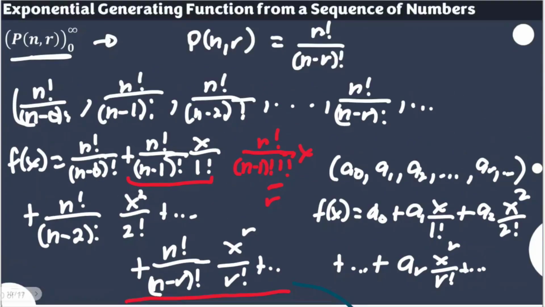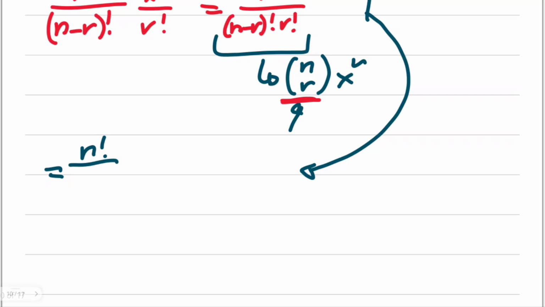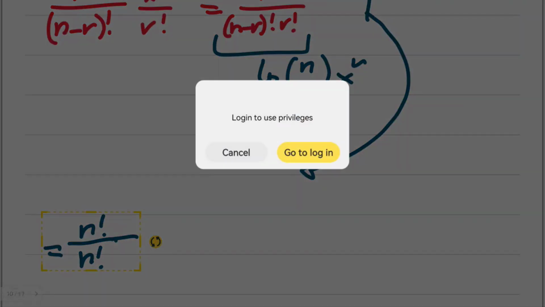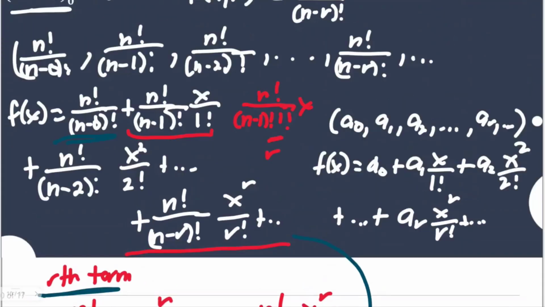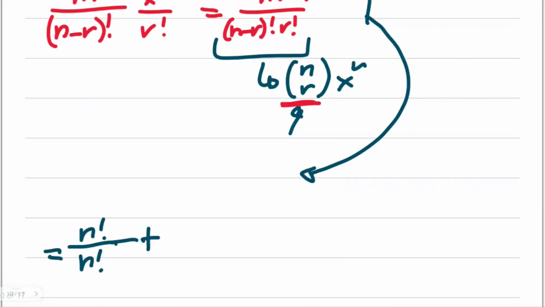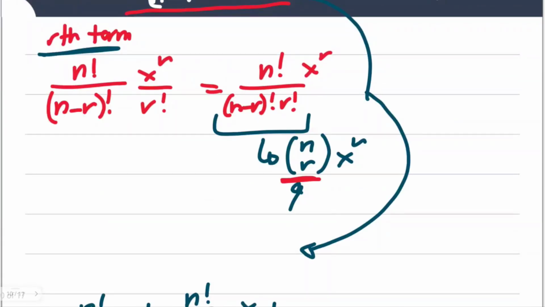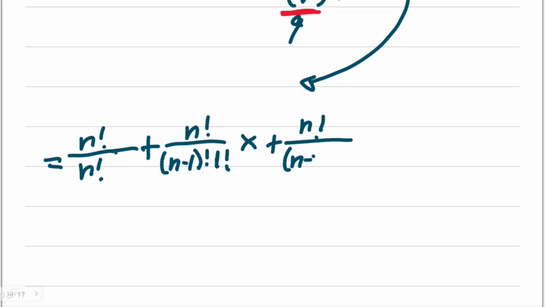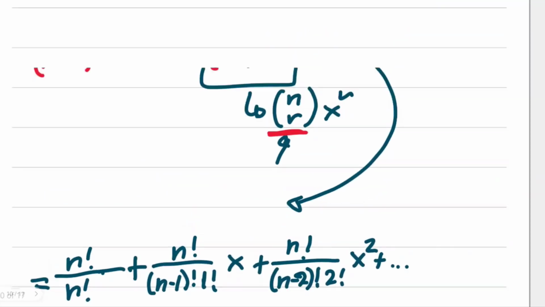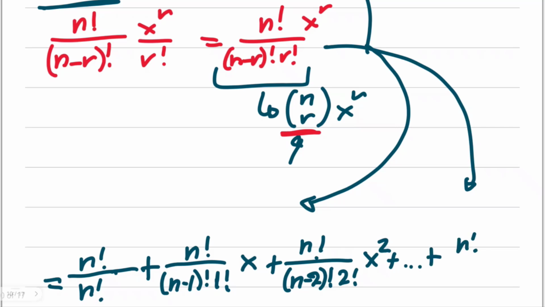So your first term is still this, okay? You will have n factorial over n minus 0 factorial, right? Or simply equal to n factorial over n factorial. That's our first term, or just equal to 1. For our second term, as mentioned, we can group this. So you will have plus n factorial over n minus 1 factorial 1 factorial, without simplifying the 1 factorial, times your x. Plus the next one, n factorial over n minus 2 factorial 2 factorial x squared, until you reach this term, plus n factorial over n minus r factorial r factorial, x to the power of r, and so on and so forth.